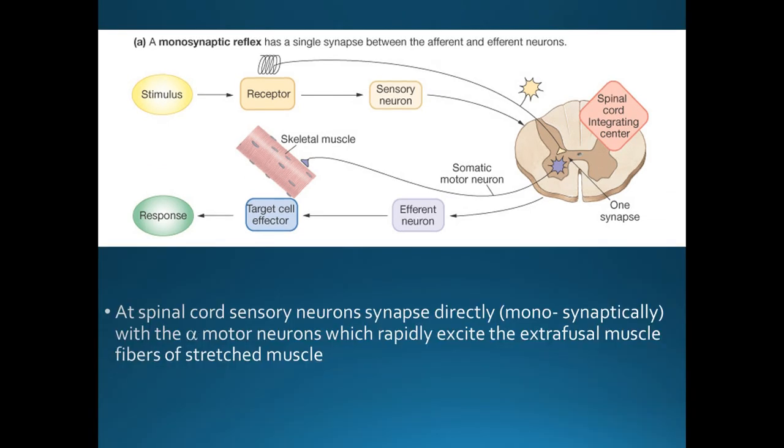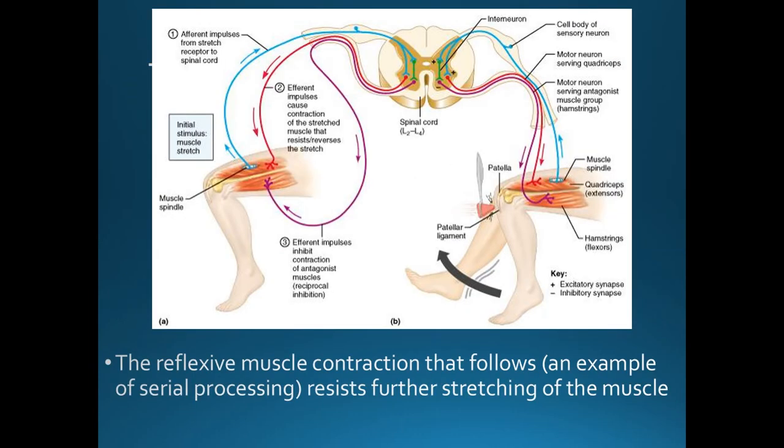In detail, monosynaptic reflex at the spinal cord: the sensory neuron synapses directly, monosynaptically, with the alpha motor neurons, as in the figure, which rapidly excite the extrafusal muscle fibers of the stretched muscle. The reflexive muscle contraction that follows is an example of serial processing and assists in reversing the stretching of the muscle, as in the figure.